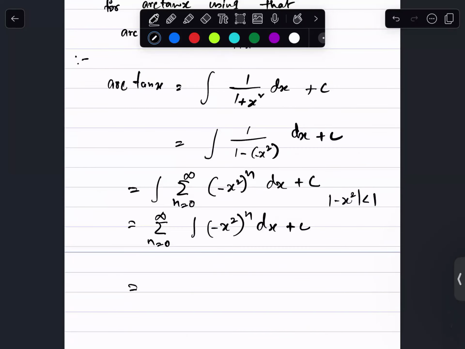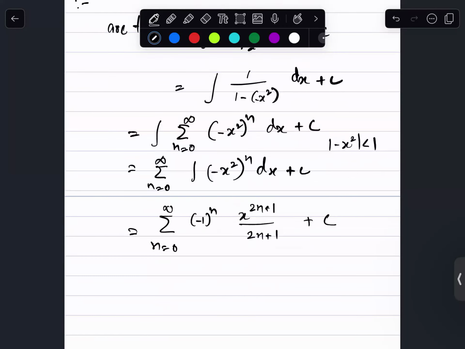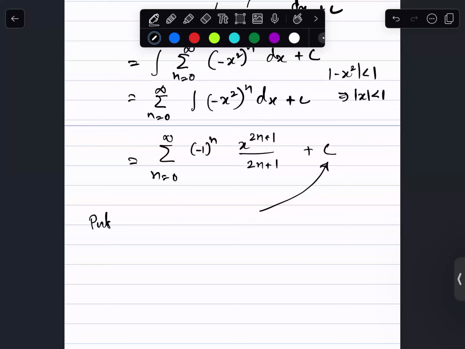Okay, the same thing is going on. I'm just integrating term by term. Then what I'll get is (-1) to the n, and then x to the 2n plus 1 over 2n plus 1, with the sum outside, and there is a plus c there. Okay. Now I have to somehow evaluate this c. The c is like any constant. So this holds for modulus of x less than 1. That's fine.